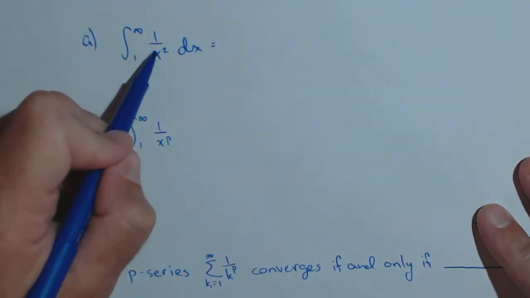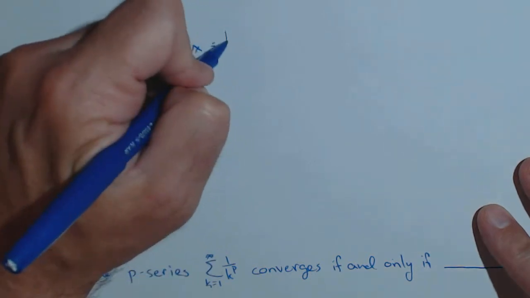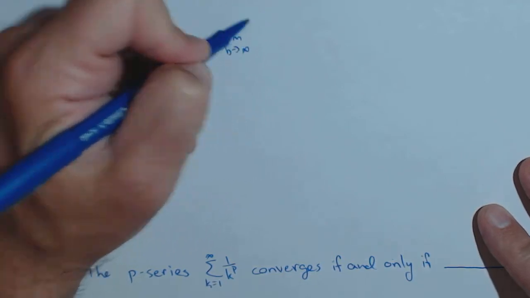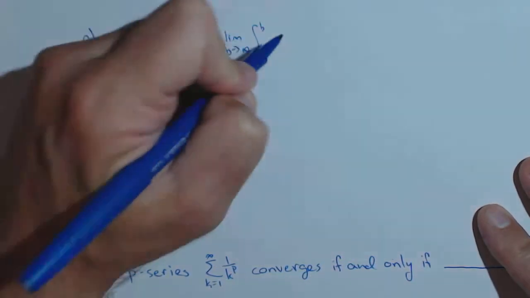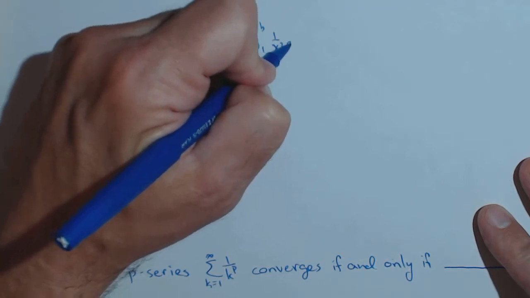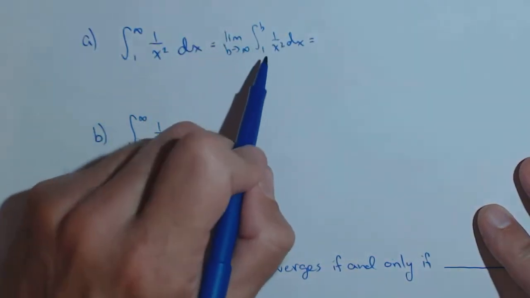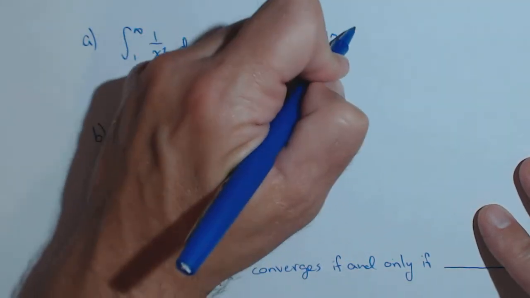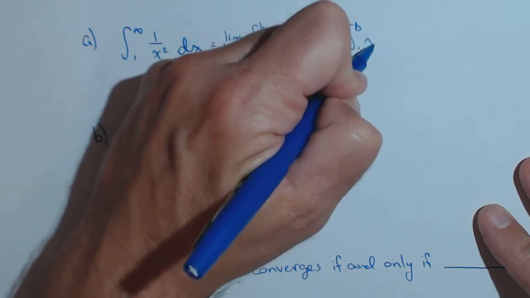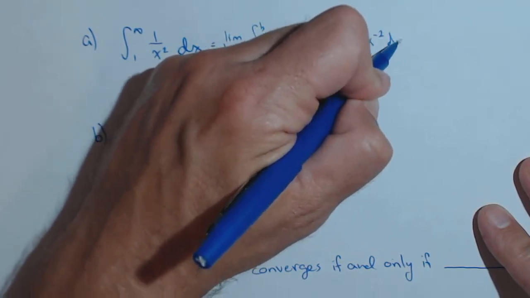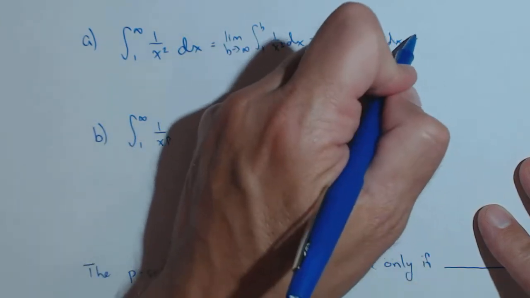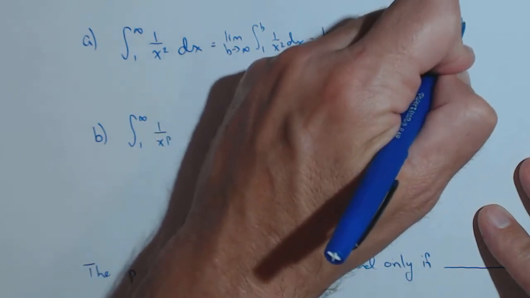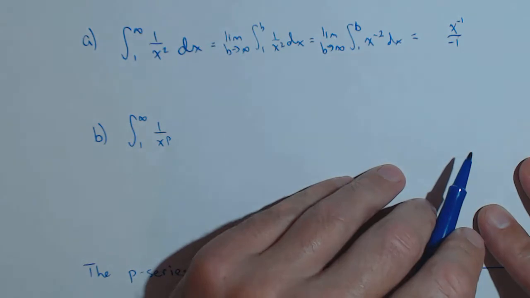So if I want to do the integral from 1 to infinity of 1 over x squared dx, first thing I'll do is change it to a proper integral with a limit. So I've got the limit as b goes to infinity of the integral from 1 to b of 1 over x squared dx. A lot of times in this case we'll rewrite that: limit as b goes to infinity, 1 to b of x to the minus 2 dx. And now we'll use our antiderivative power rule. Increase the exponent by 1, so x to the negative 1 divided by the new exponent, negative 1.